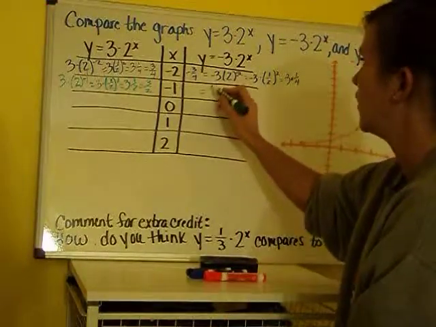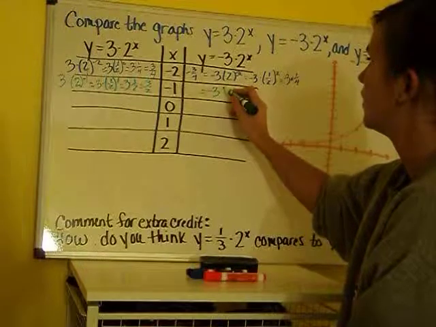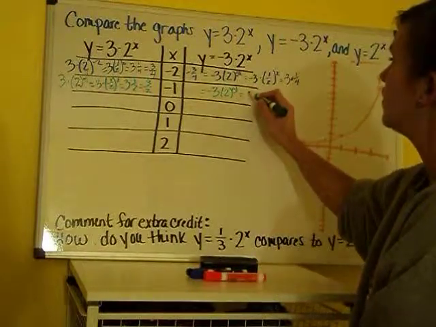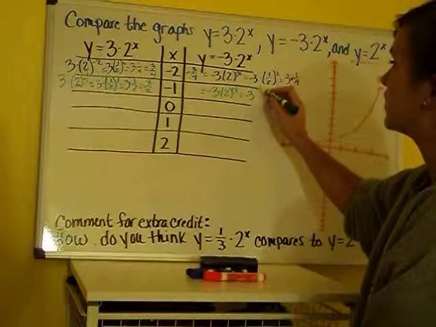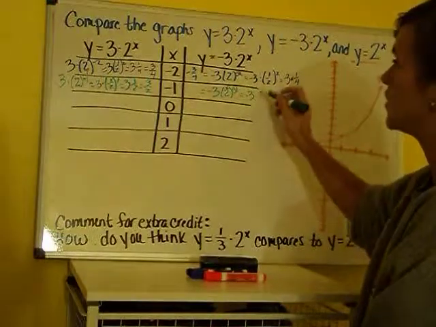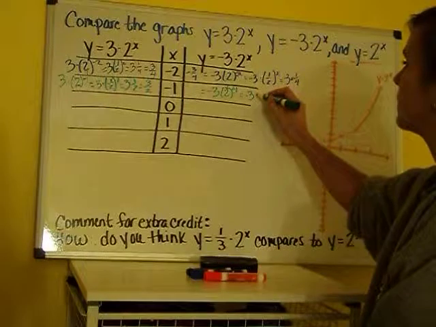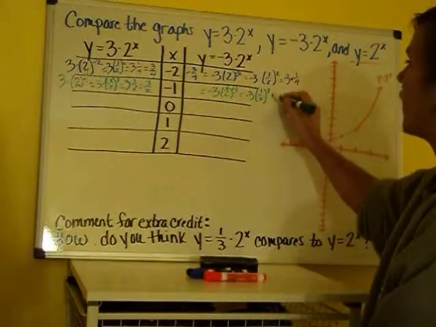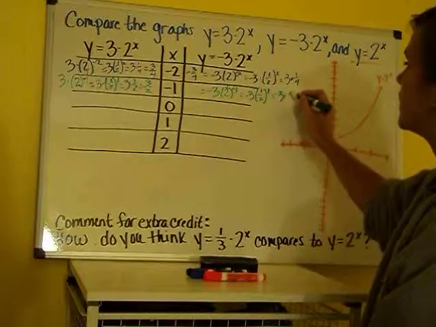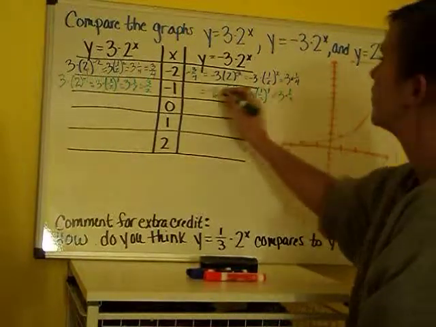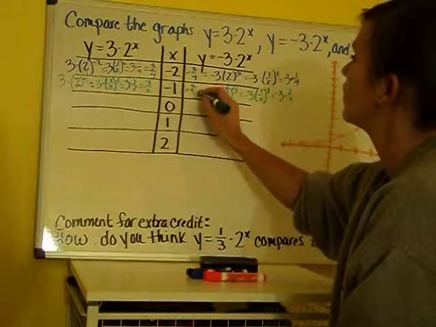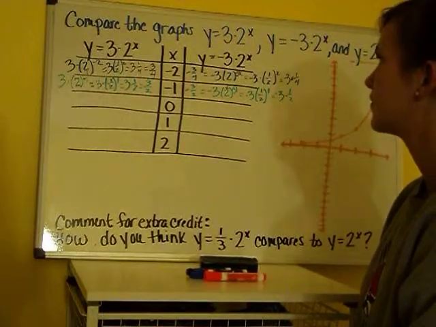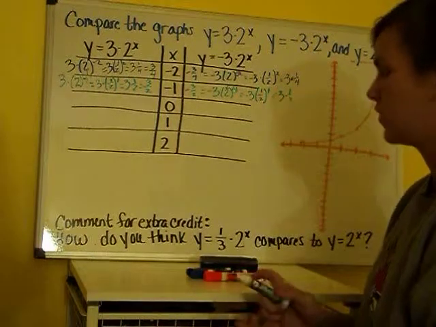Okay, over here, we're going to have negative 3 times 2 to the negative 1. Take the reciprocal of what's in the parentheses, because this belongs to the parentheses only, not the negative 3. Reciprocal of 2 is 1/2 to the first power, which is going to give us negative 3 times 1/2. So we get negative 3/2.